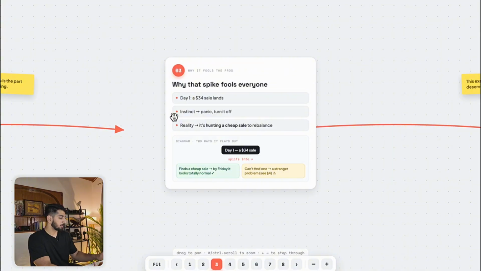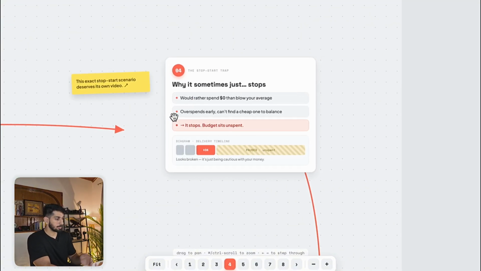Now, why most will give up on cost caps completely is because they don't understand that Facebook would rather spend nothing than spend a lot of money to try to get your average around the cost cap that you've set.